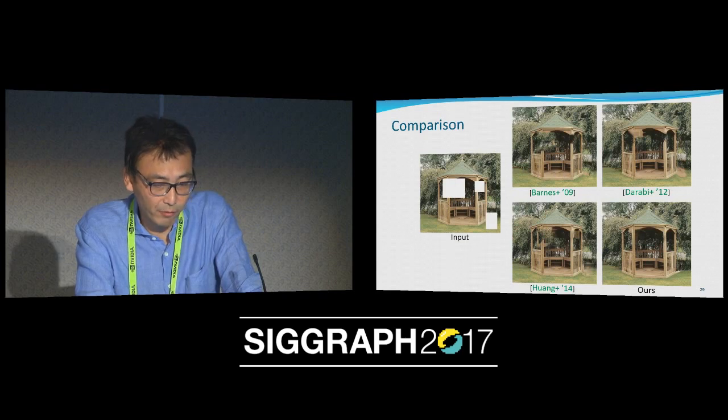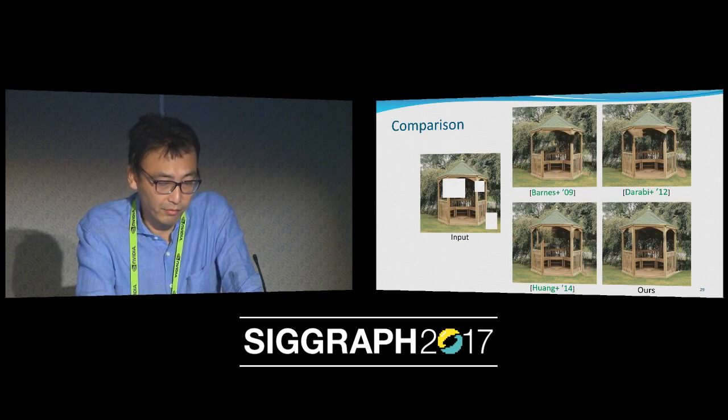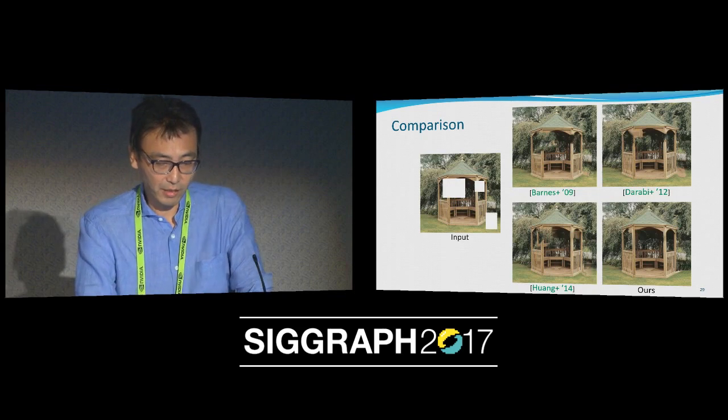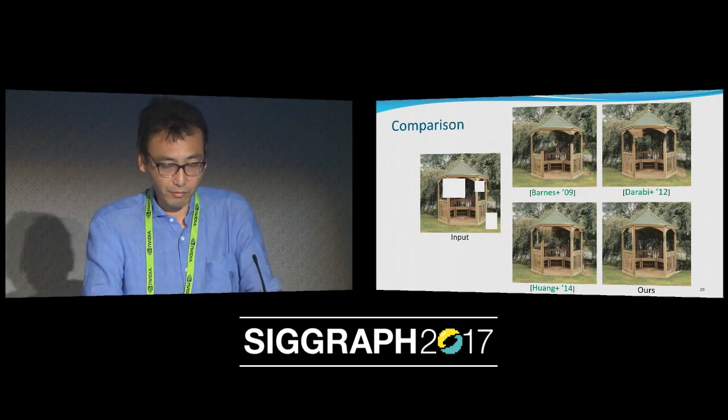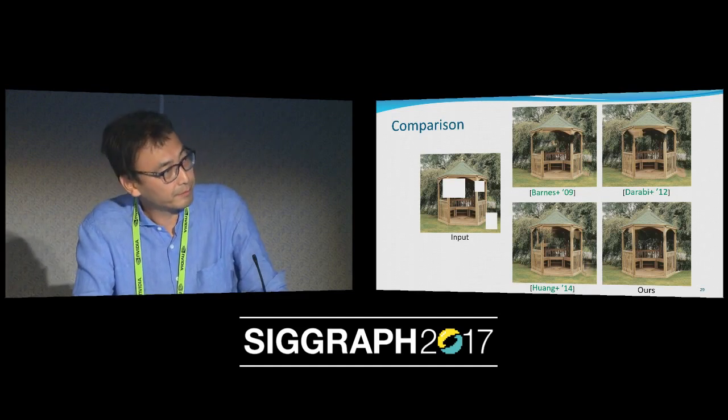This is another example of comparison. While existing methods fail to generate wood columns, our method plausibly generates the columns according to the structure of the shed.